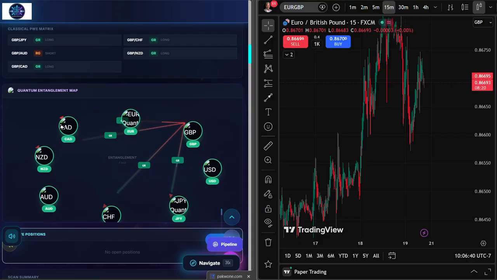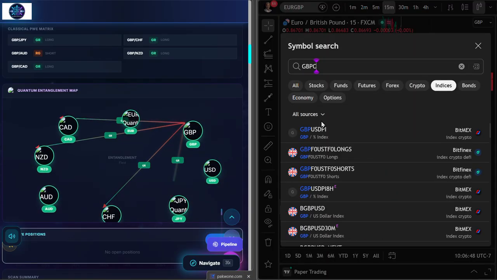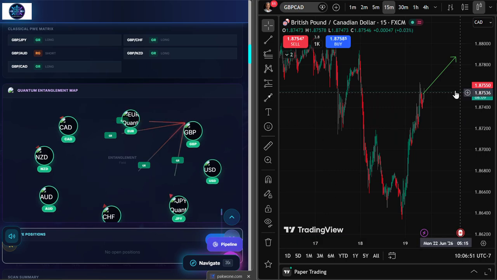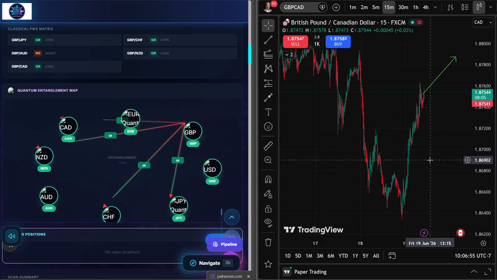Whoa, this is interesting. CAD, pound CAD, actually, that's how it works, right? Pound CAD. Look at that move. Incredible, right? So what do we do with this?